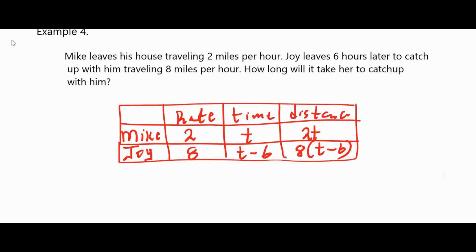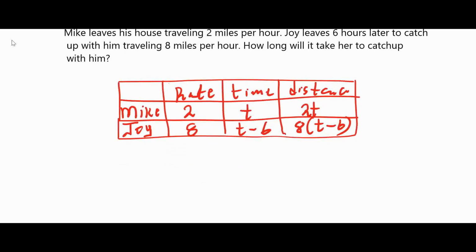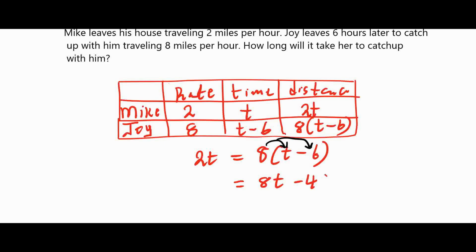So now both of them are covering equal distance, so we can simply set 2T equal to 8(T minus 6), and if we distribute 8 into this, then this will automatically become 8T minus 48.